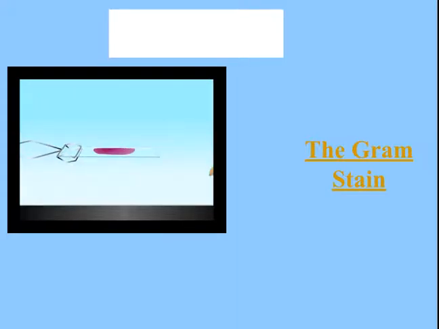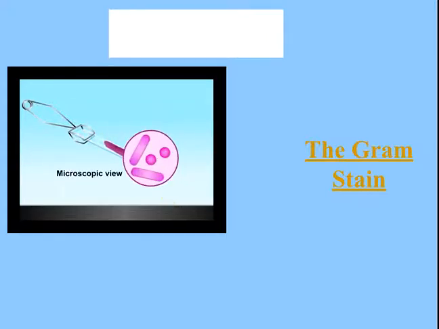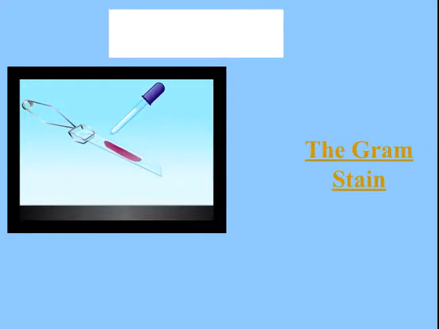Next, a solution of Gram's iodine is added and retained on the slide for about 1 minute. The iodine combines with the crystal violet to form a di-iodine complex, thereby decreasing its solubility within the cell. At this point, the cells still appear purple. The cells are then decolorized by washing with ethanol or acetone. This is the differential step.